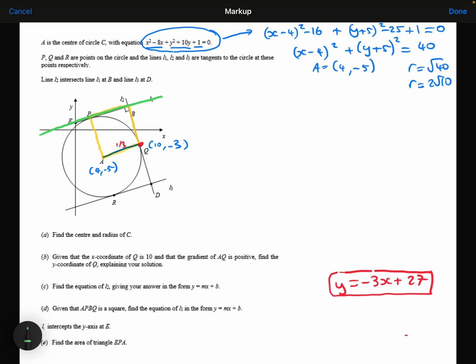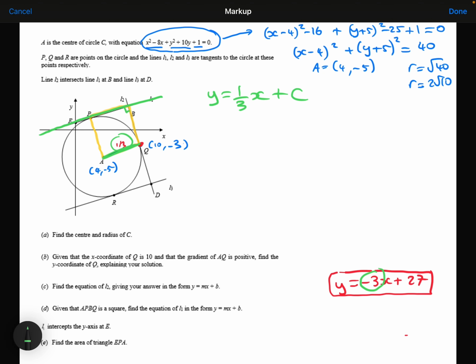Now, I already know the gradient of that line because it's going to be perpendicular to L2, so it's got the negative reciprocal of the gradient I just found. Or you could say, well, it's just going to be parallel to this line here, so it's got the same gradient as the 1/3. So I know the gradient of this line is 1/3. I don't know its y-intercept yet, though.